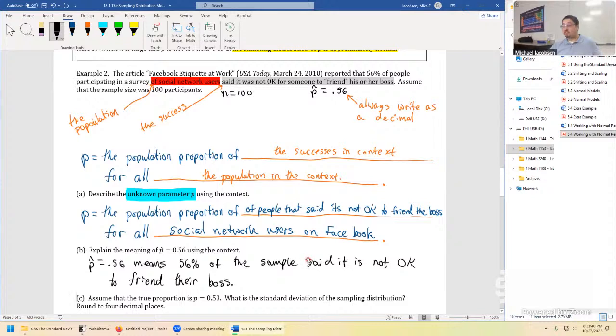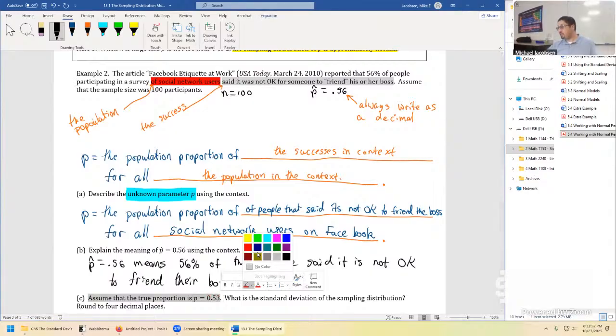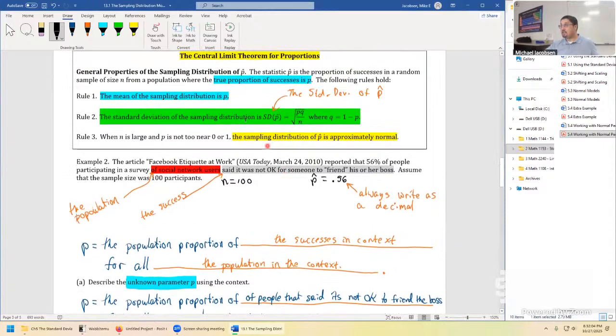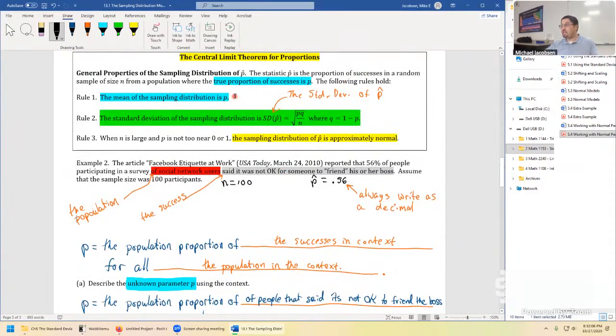Now, next, we're going to make another interesting assumption. P is truly unknown, but just for the sake of actually using the central limit theorem, let's assume that the true proportion p takes on a value 0.53. This will allow us to calculate the standard deviation of the sampling distribution, and we'll round it to 4 decimal places. So we put in a value for p. Now we're going to calculate the standard deviation.